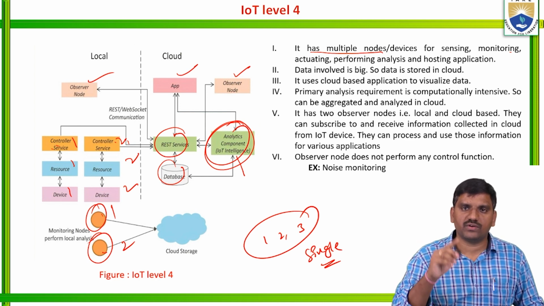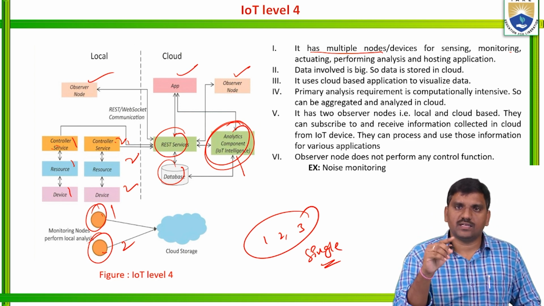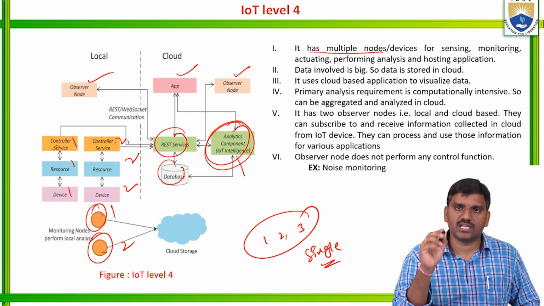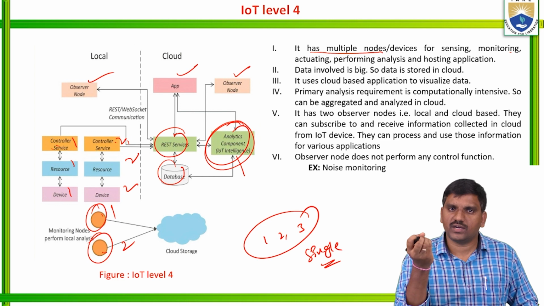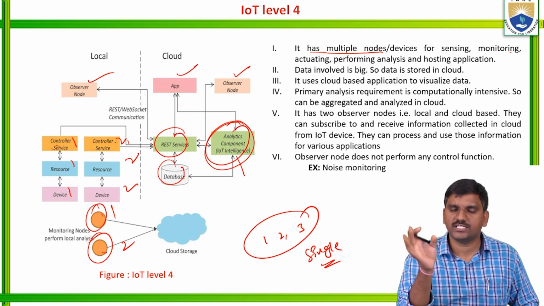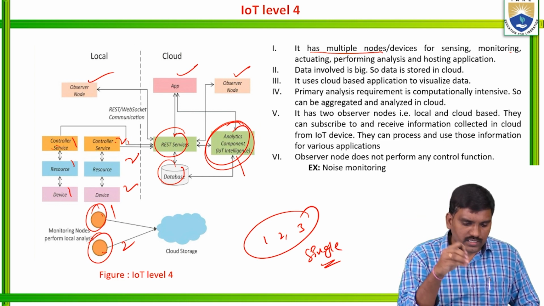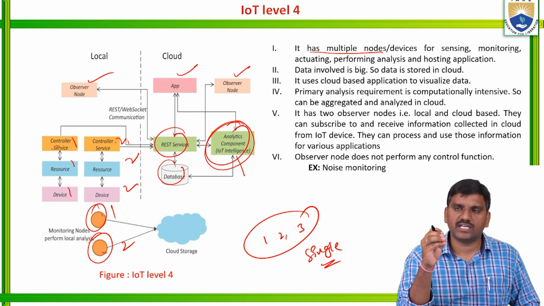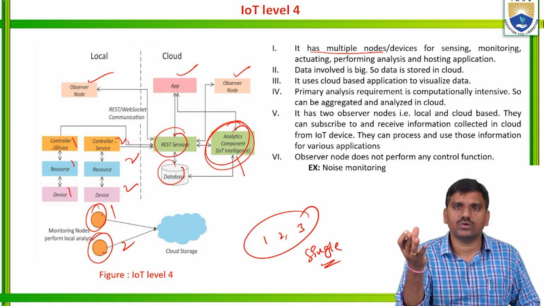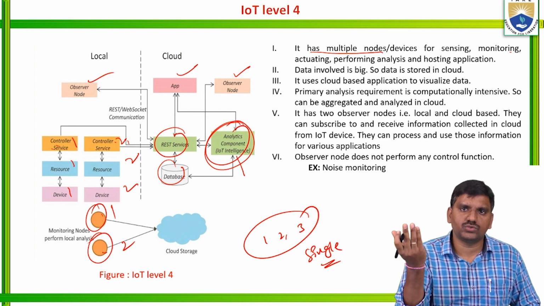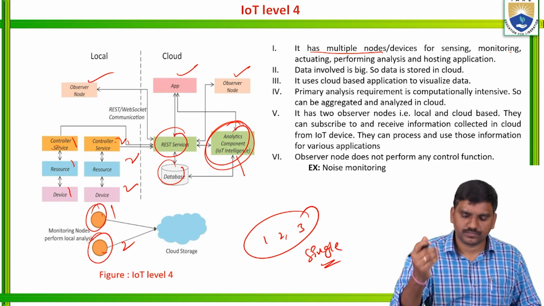Simply you have to remember one thing: IoT level 1, 2, 3 have a single node. So the process of transformation of data is also very simple. But in level 4 we use multiple nodes. Multiple means the complexity of the system also will increase based on our requirement. So 2 or more nodes are used to send the data.